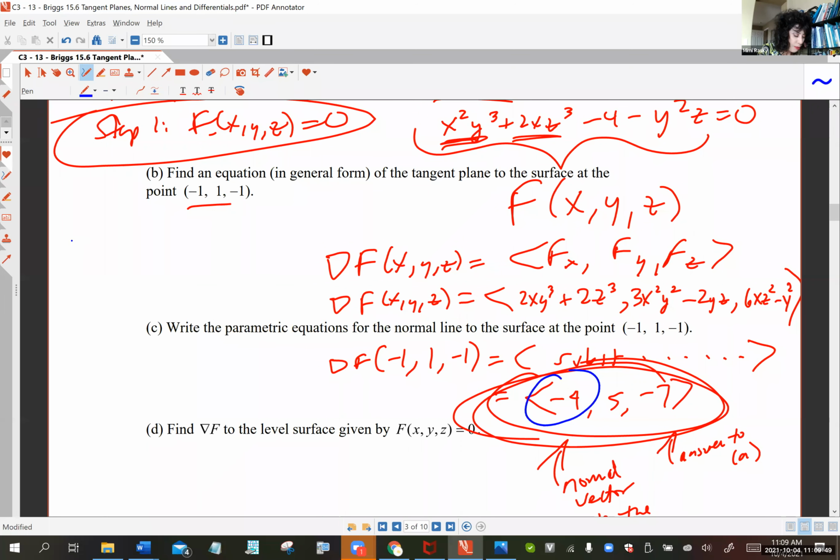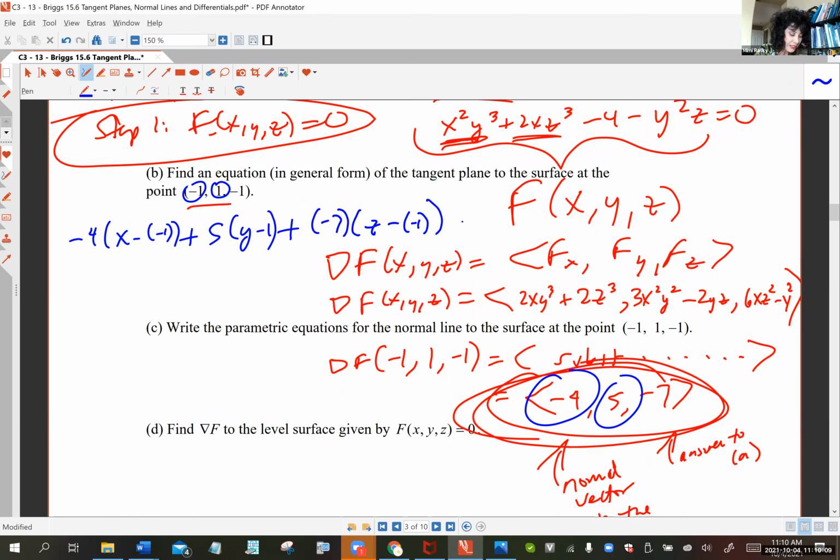So the first component, -4, times (x minus -1), so that's the x coordinate of the first point, plus the next component is 5 times (y minus the next coordinate of our point, 1), plus -7 times (z minus -1), that whole mess is equal to 0.